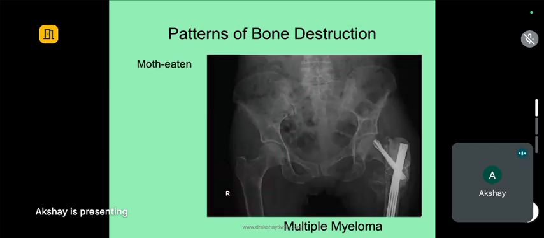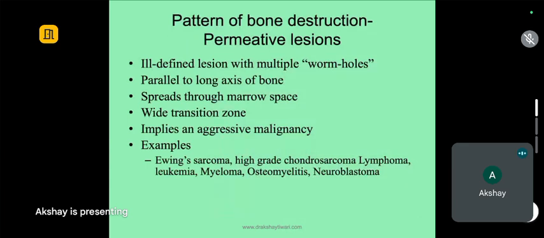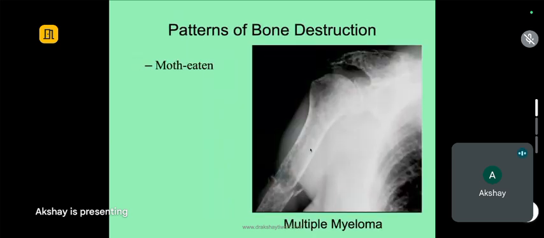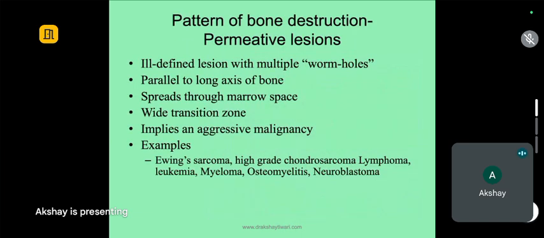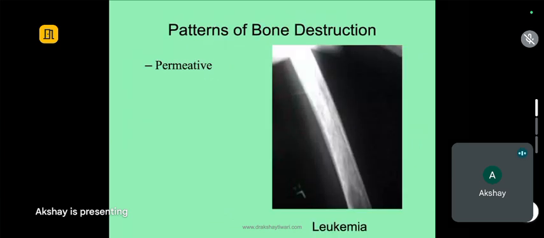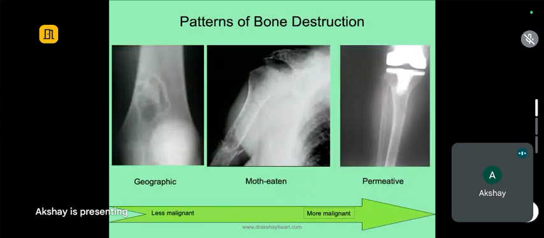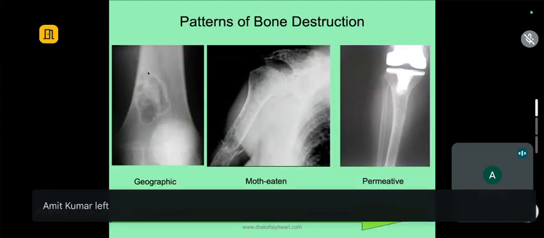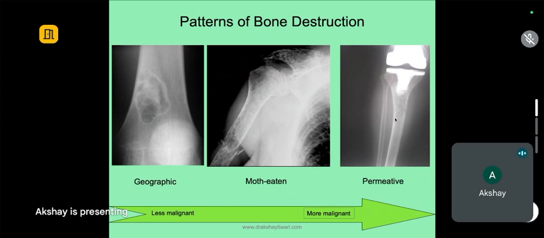This is again moth-eaten in myeloma. But the one that you will get is a permeative lesion. Again wormholes, but these wormholes, which were individual and small here, start coalescing and merging with each other and become larger holes. So this is usually with an aggressive malignancy. Here you're not sure whether the tumor is finishing here or here. It's a very wide zone of transition. And again, to repeat: geographic, moth-eaten is more aggressive, permeative is the most aggressive lesion.